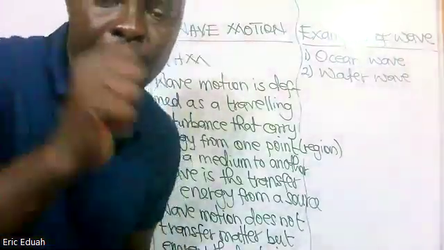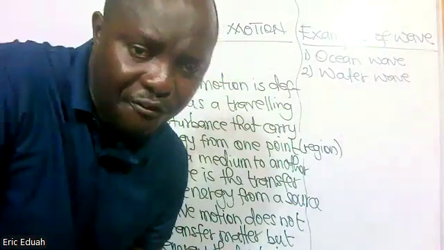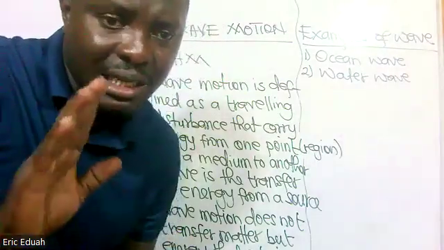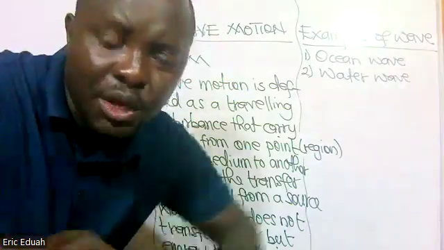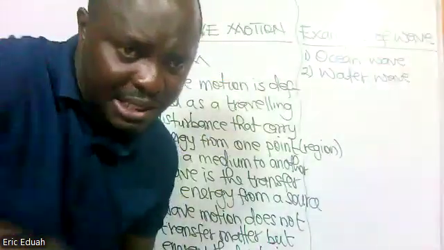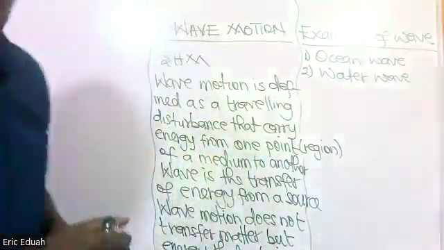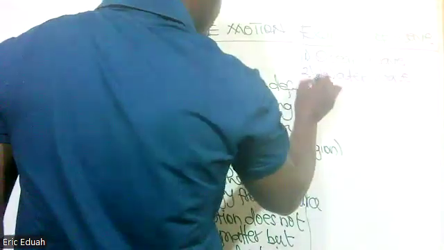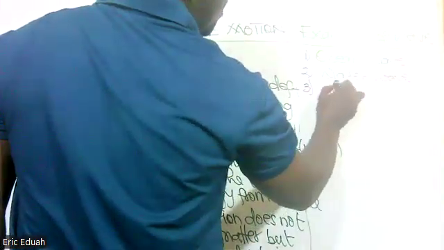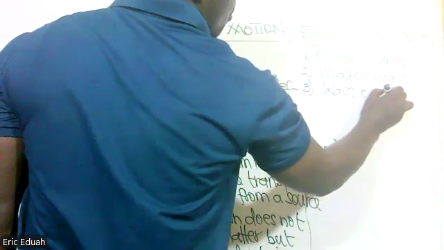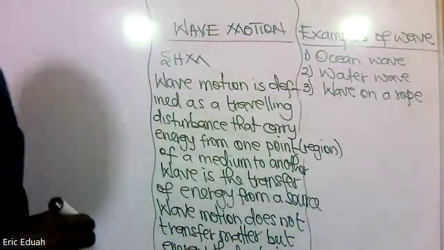Then if you have a string or thread in your hand, and somebody holds the other end, and then you disturb it, shake it, it creates a wave along the rope. So we can also talk about wave on a rope, or wave on a string.